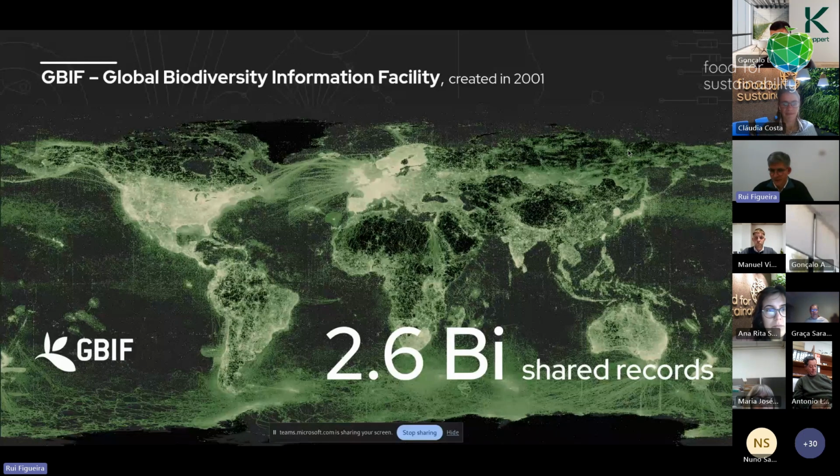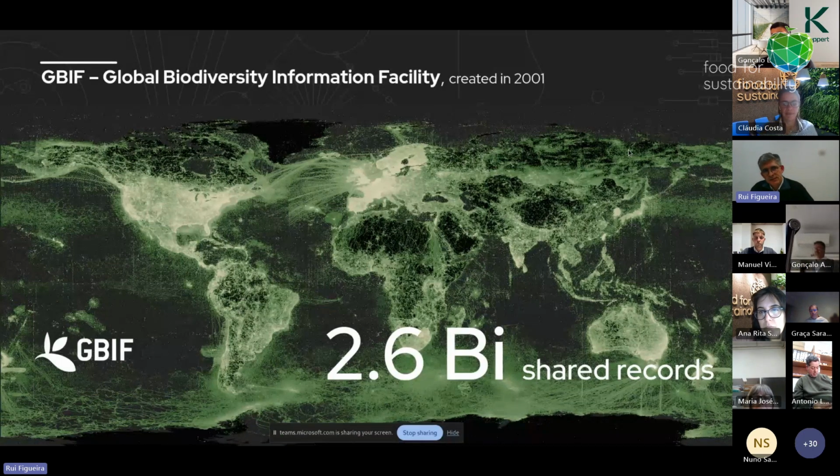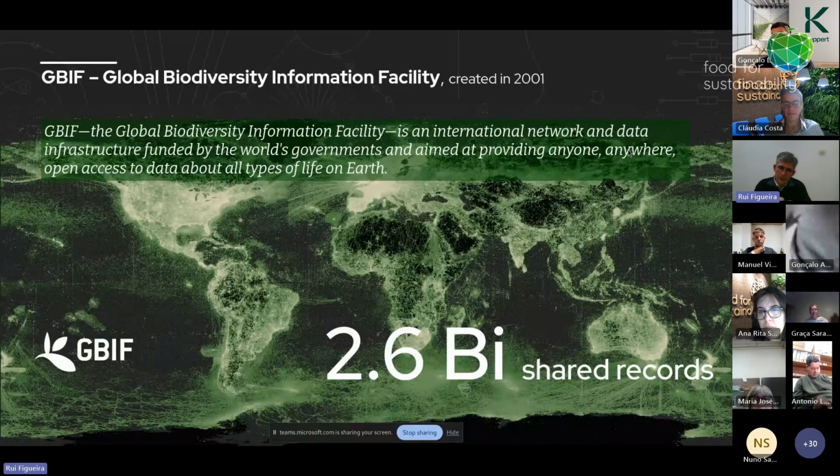The Global Biodiversity Information Facility is a global organization made by governments that ensures that anyone with a browser anywhere in the world can have access to all of this data for free. And this is now 2.6 billion records. And 2.6 billion records, it is really a humankind effort because you know that for each of these points, we had someone doing the record or documenting that and identifying the occurrence of a species at this point. So it is a huge effort.